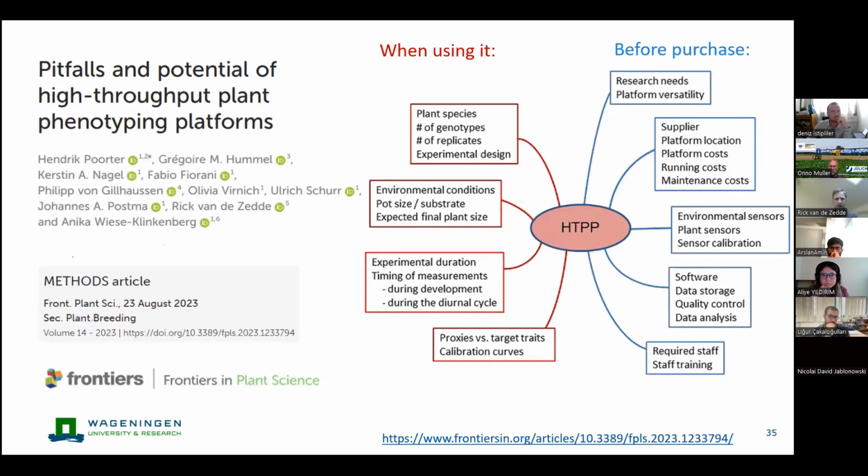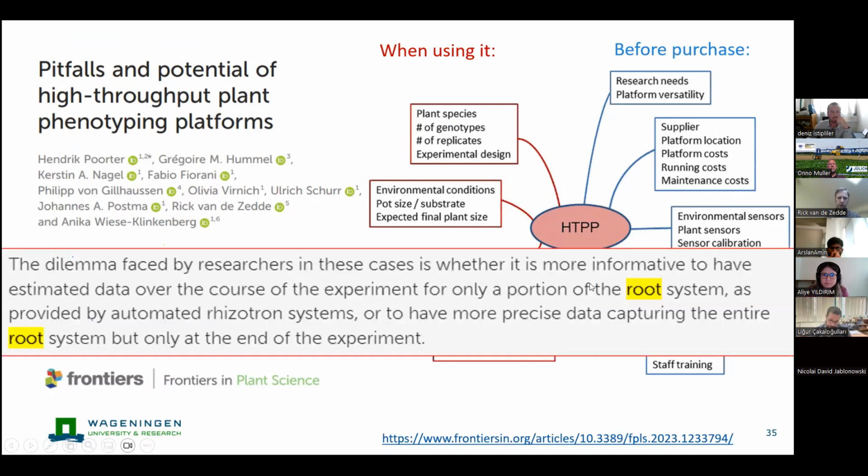But to illustrate all the potentials, I'm mainly talking about the potential, but there are many pitfalls, things that can go wrong before you buy it, but also when you are using it. It has been described by my colleague Hendrik Porter. Many of us actually joined this publication to suggest all kinds of issues and potentials. And there's a specific section also on roots. And this is just a copy paste out of the publication.